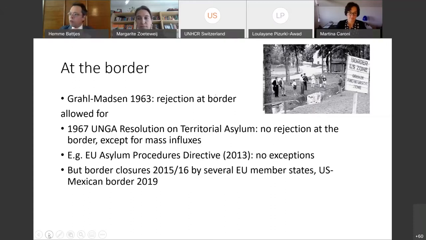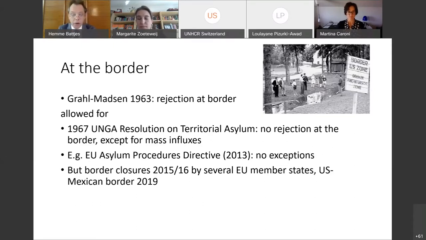So in the 1951 Refugee Convention, back when it was concluded, it was quite uncertain whether the non-refoulement principle applied at borders. In fact, most people assumed it didn't. And there was reason to think so, because during the negotiation process, there was unwillingness to include a provision on admission to the territory, and indeed some delegates, amongst others those from the Netherlands and from Switzerland, let it be put on record that the prohibition of refoulement would not apply in case of mass influxes at the border. And even the great advocate of refugee rights, Atle Grahl-Madsen, wrote in 1963 still that rejection at the border was allowed for.